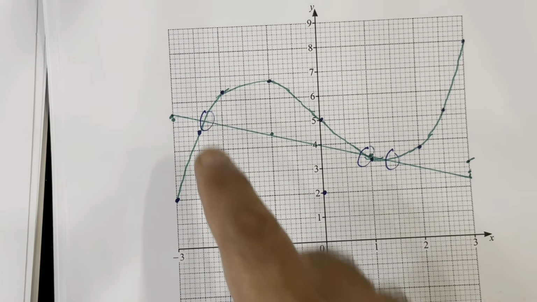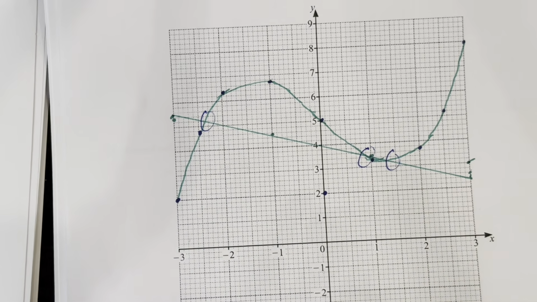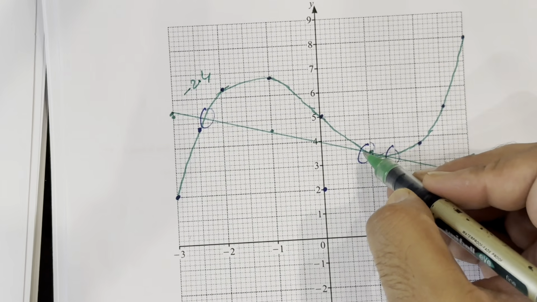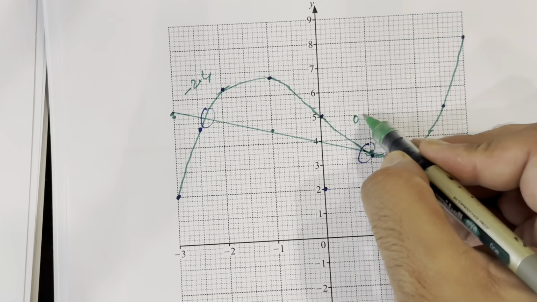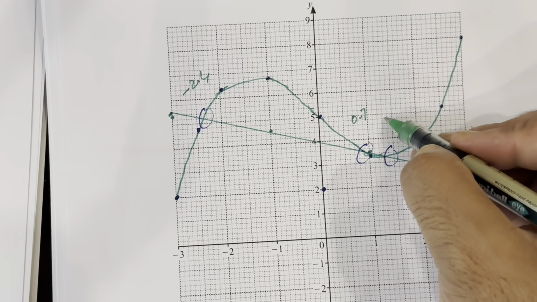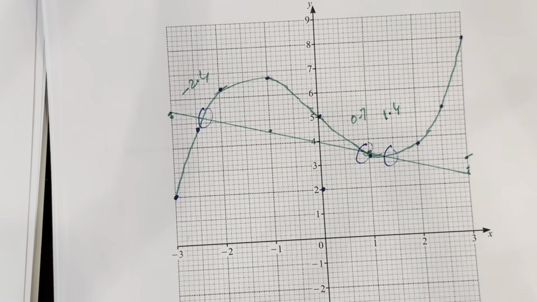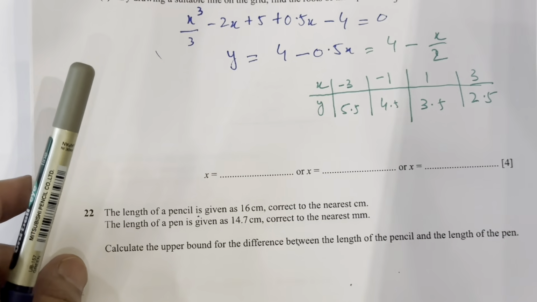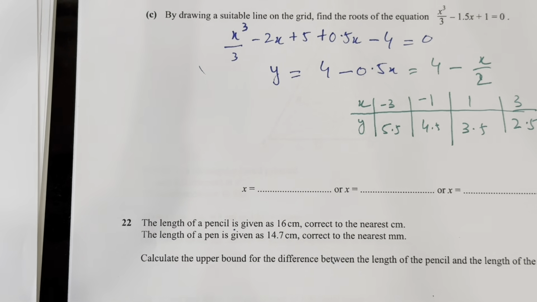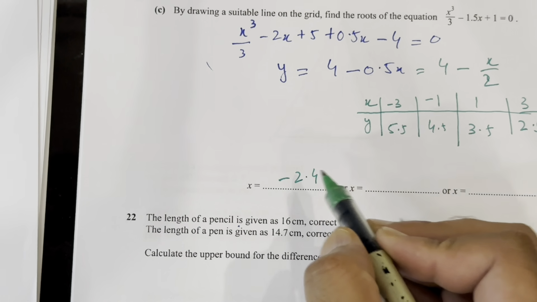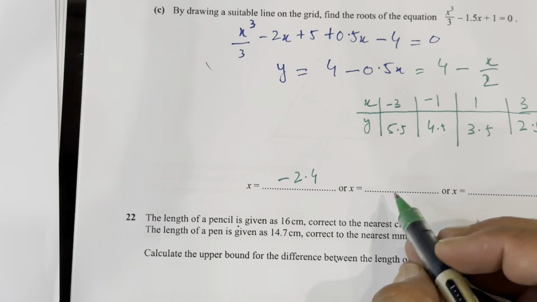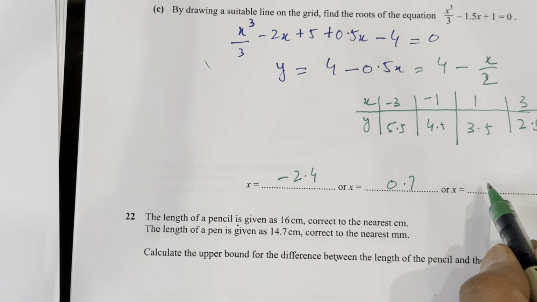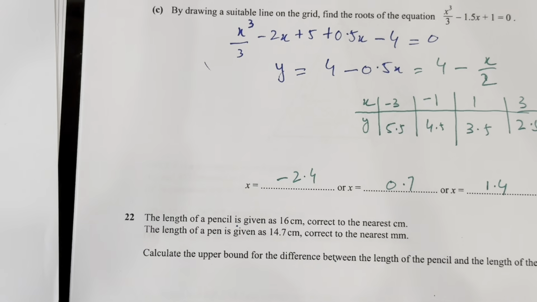So you can write over here this value, that is equal to 2.4, minus 2.4, and this value would almost be equal to 0.8 or 0.7, and this value would equal to 1.4 or 1.5. You need to write these 3 values over here. So x is equal to minus 2.5, 4 and 0.8 or 0.7 you can write, or x for 1.4 or 1.5 you can write.